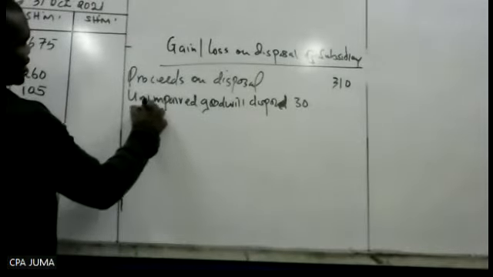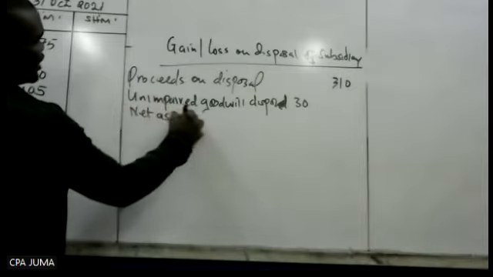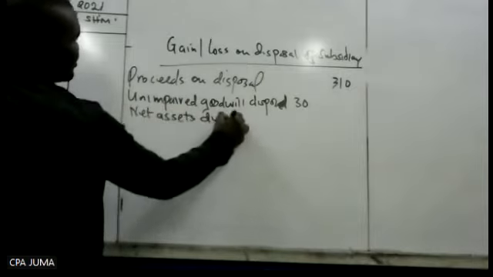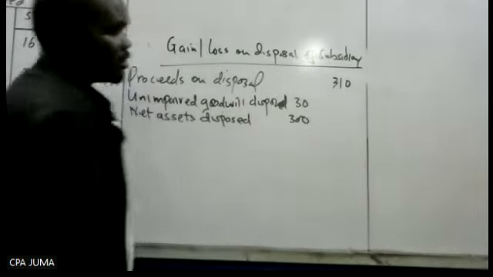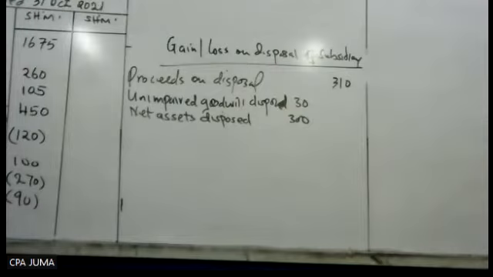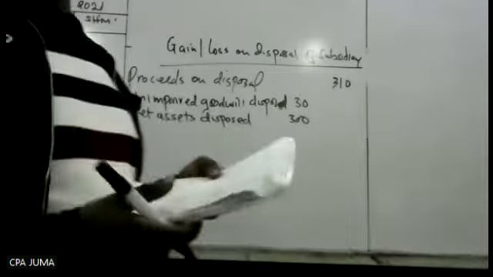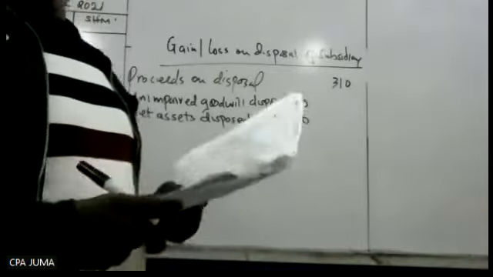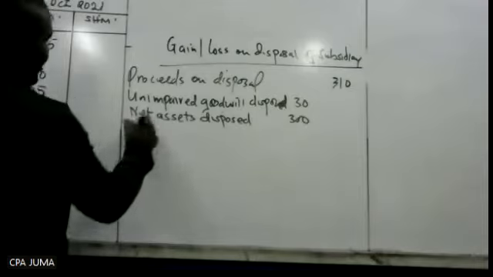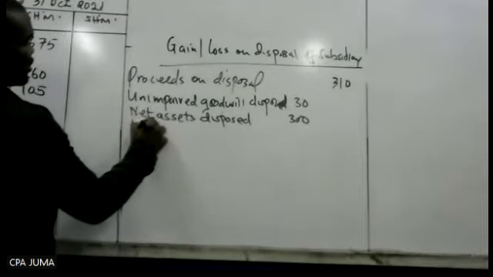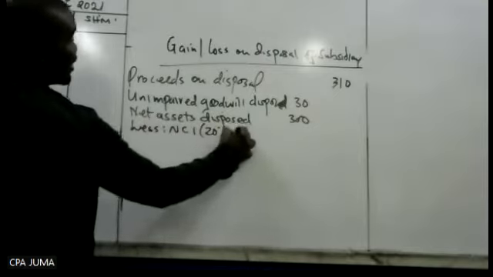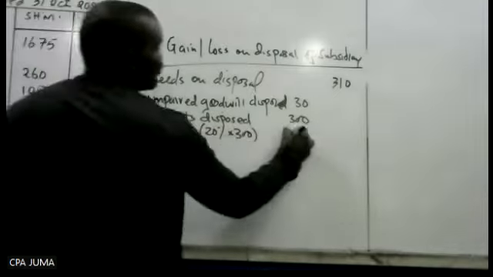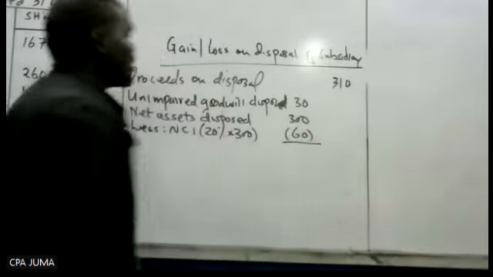Then net assets disposed. Net assets disposed ngapi? So 300. Those items in note 1. Check the total items in note 1 on the date of disposals. It is 300. Then NCI, you less NCI. Of these net assets, NCI were controlling 20% of the 300. So they were controlling how much? 60.